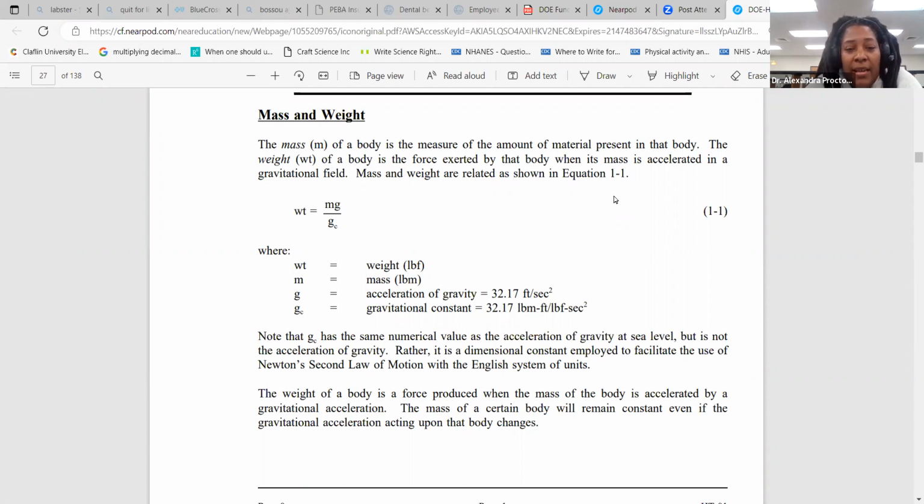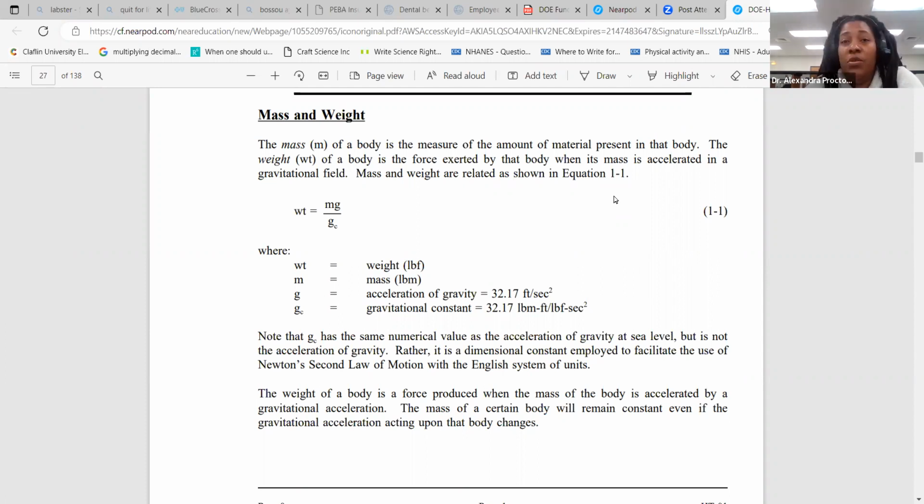Mass is in lbm, or pounds mass. And then the acceleration of gravity is a constant. So they give you 32.17 feet per second squared. And then the gravitational constant, which is gc, which you see at the bottom of the equation, is 32.17 lbm feet per lbf second squared.